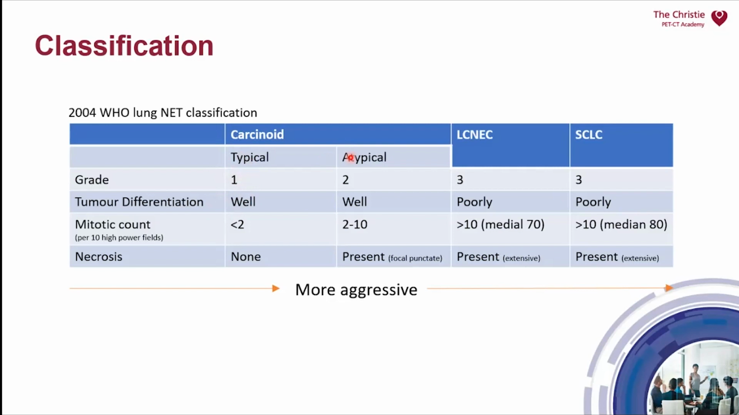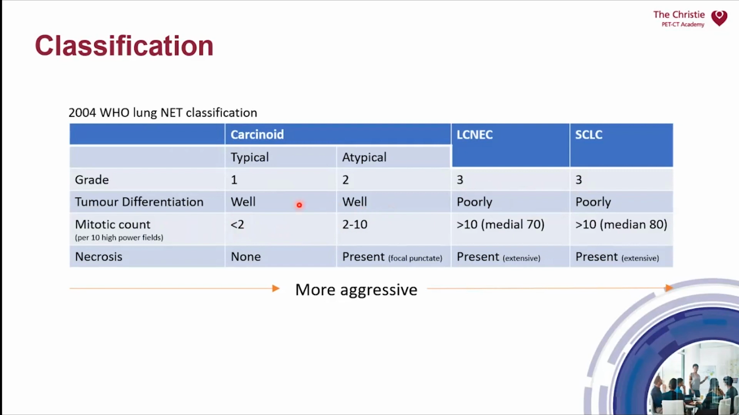So the typicals and atypicals, the grade 1s and 2s, resemble normally functioning tissue quite closely, whereas the more aggressive the tumor gets, the more distorted its architecture gets, and then we start calling those poorly differentiated. Another thing that gets looked at is the mitotic count, which is a measure of how many cells are dividing at any one time.